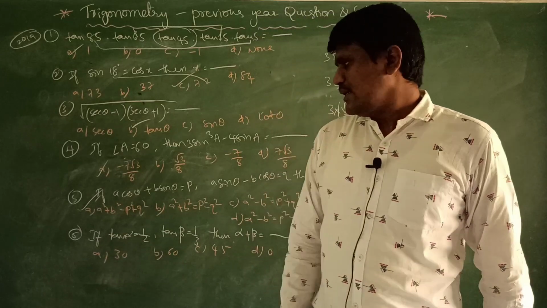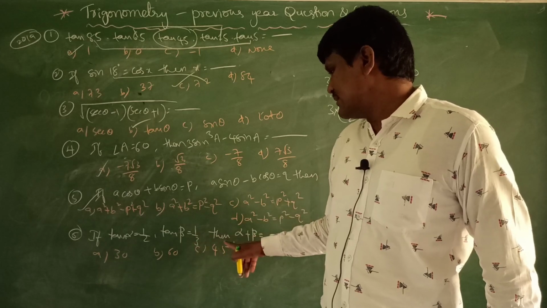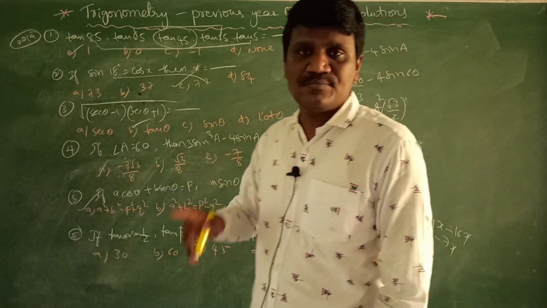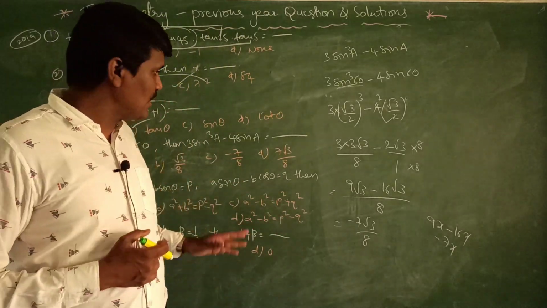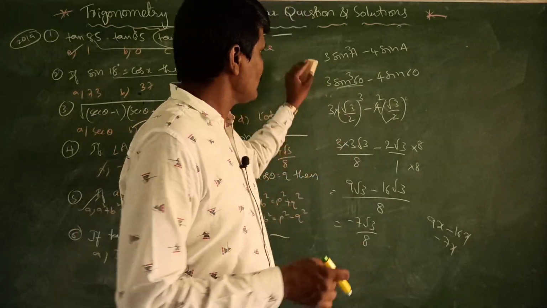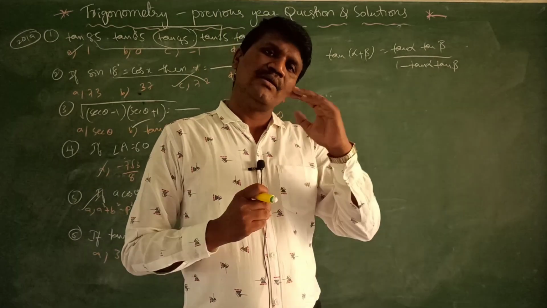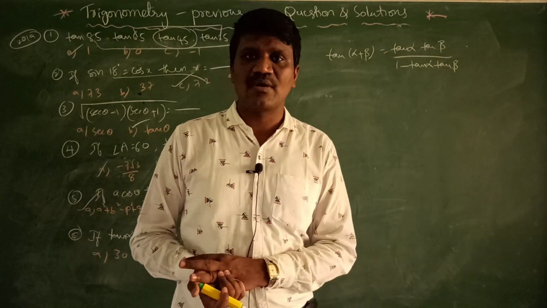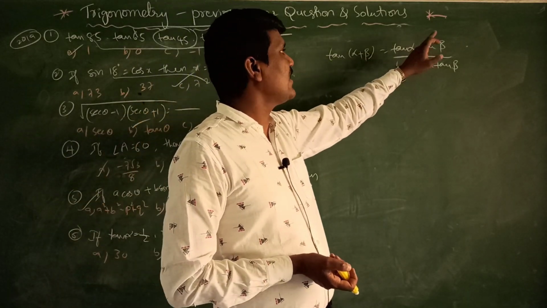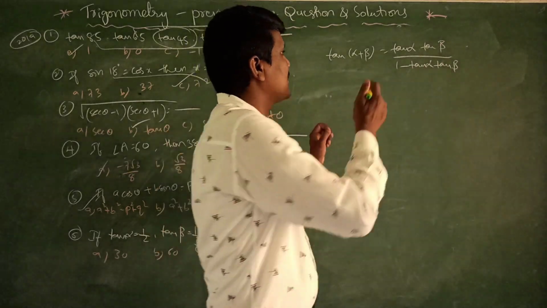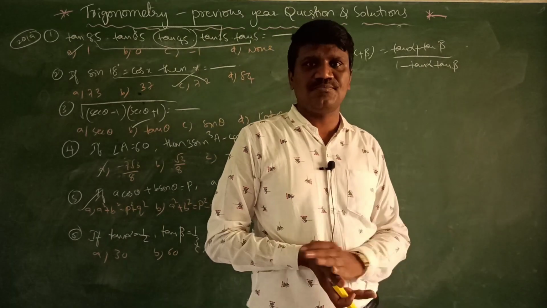Now the third one, if tan alpha is equal to 1 by 2, tan beta is equal to 1 by 3, then what is alpha plus beta? So this is a different type of problem. Actually we have not explained this formula. Let's explain this now. Tan alpha is given, tan beta is given. They asked us alpha plus beta value, means you should use the tan alpha plus beta formula. So tan alpha plus beta is equal to tan alpha plus tan beta by 1 minus tan alpha into tan beta.